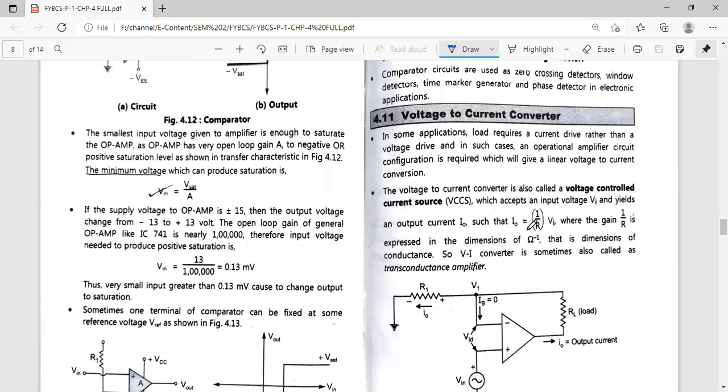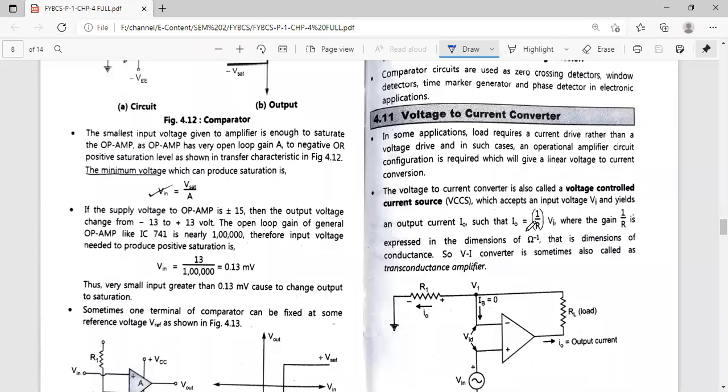Hello students, in the previous lecture we have studied the different circuits of op-amp, like op-amp as an adder, op-amp as a subtractor, op-amp as a unity gain follower. After that we have seen the different configurations, that is inverting configuration and non-inverting configuration, and we have studied the concept of virtual ground as well.